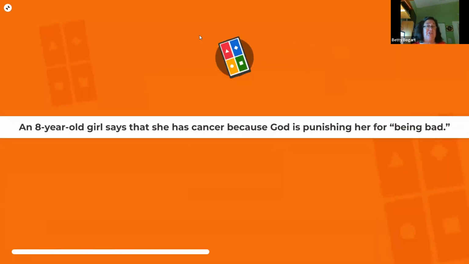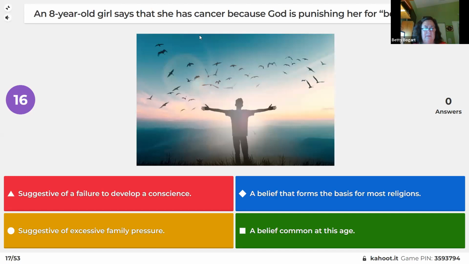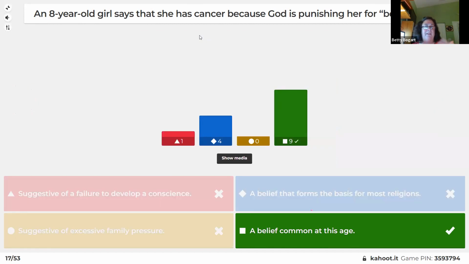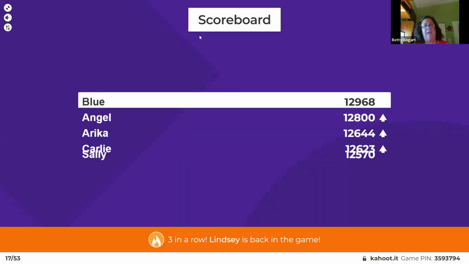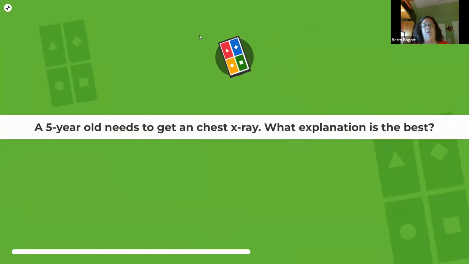An 8-year-old girl says that she has cancer because God is punishing her for being bad. What does this mean? So this is like the children with the appendix, me telling them, listen, you did nothing wrong. It's just that little piece of tissue didn't want to be there no more. It wasn't that you hit your brother or you did something wrong. Absolutely a common belief at this age. And I hope if anyone has a kid going through something like this, they're going to tell them, you did nothing wrong. It's okay.